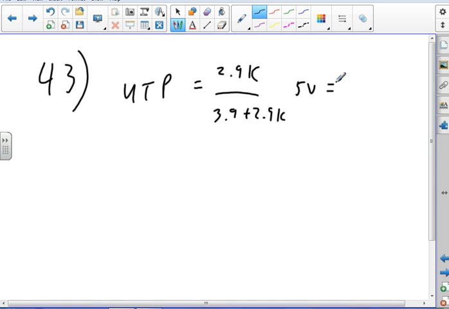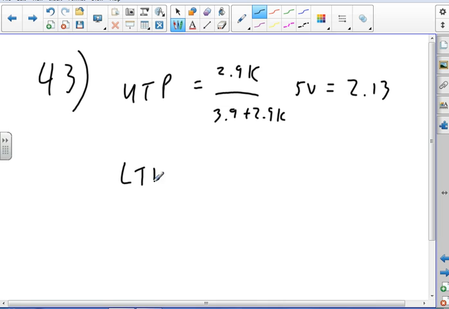2.9 divided by 6.8, times 5. So the first flaw is my upper trip point is at 2.13 volts. And it says that it's supposed to turn on when the upper trip point is 1.7. So that's a first flaw.